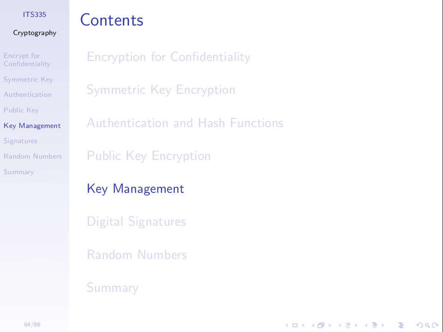Let's look at the remaining topics. There are three topics here: key management, digital signatures, and random numbers. We're going to just focus on digital signatures. What is key management about? Key management is how to get keys from A to B. We just saw an example of key management. How do we get KAB from A to B? We encrypted with public key cryptography. So that's one form of key management, but there are others.